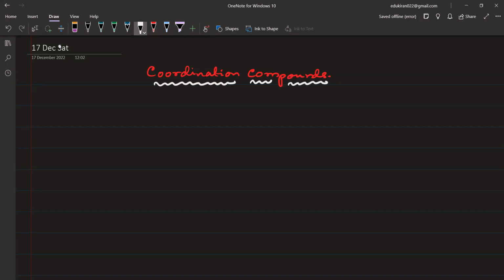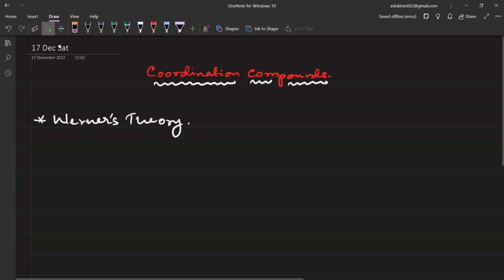Okay, please write the topic coordination compounds. And in coordination compounds, you will write the first topic, that is Werner's theory. Please write. Werner's theory. But please don't write anything after Werner's theory.